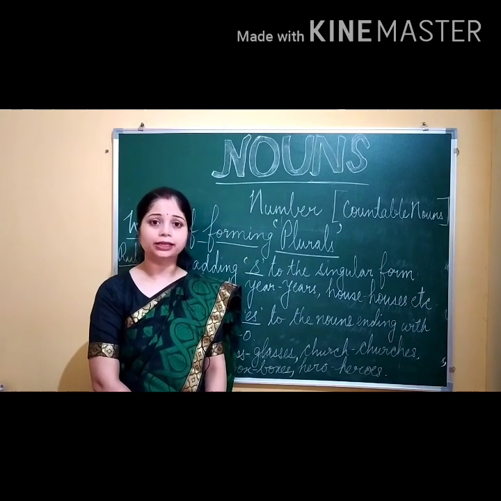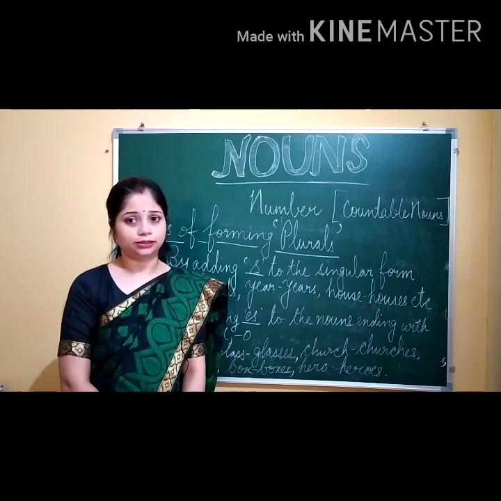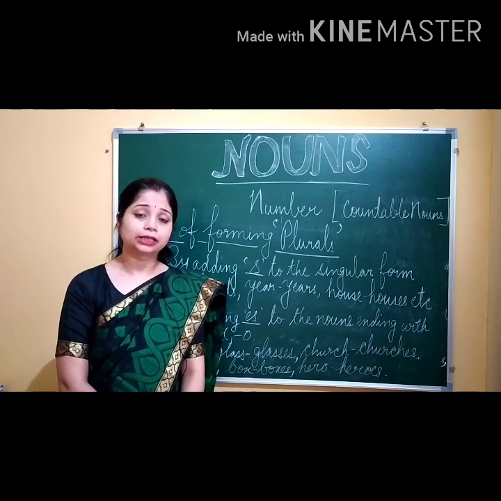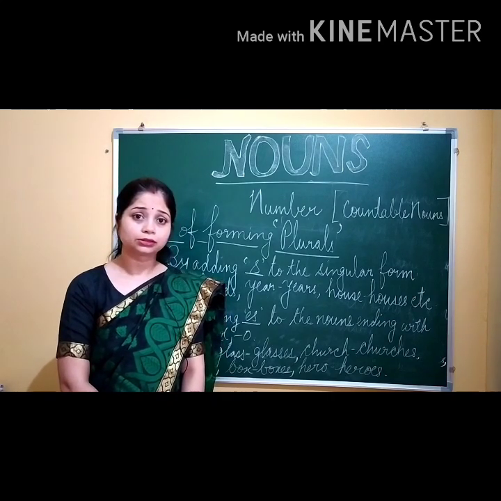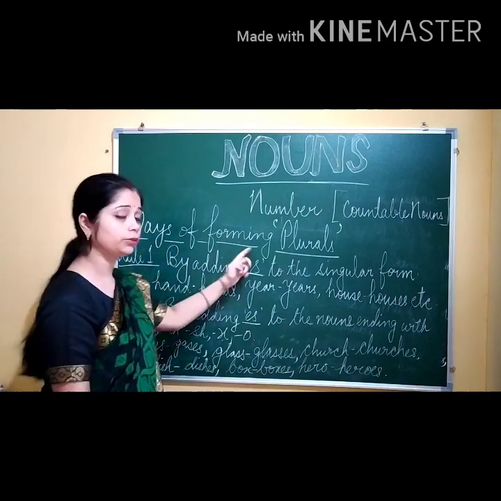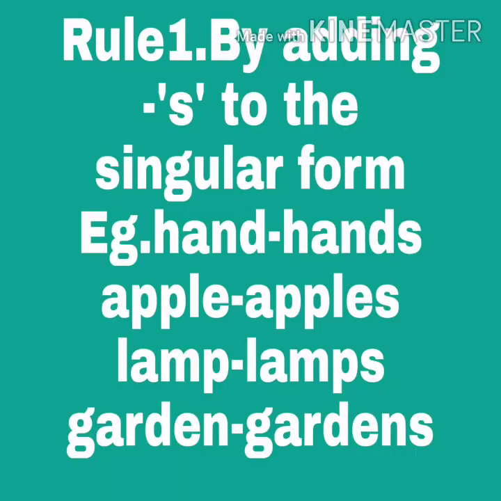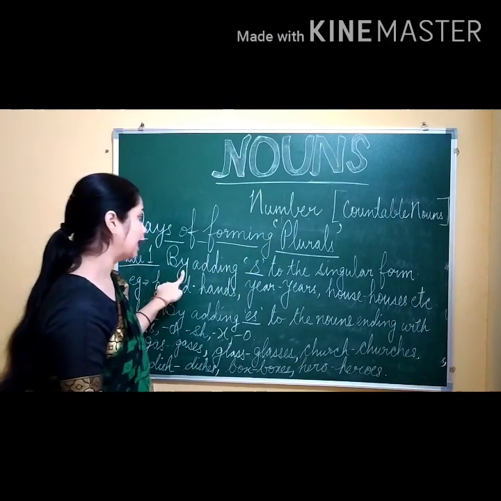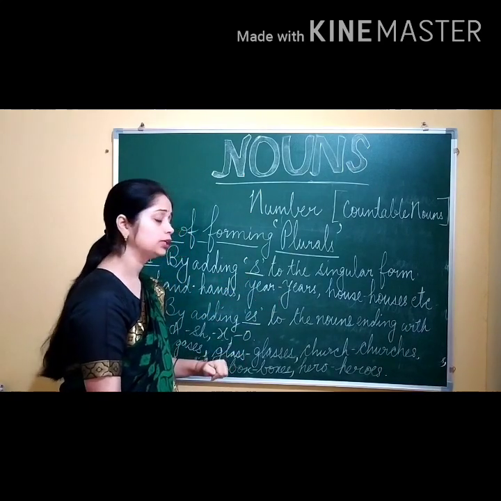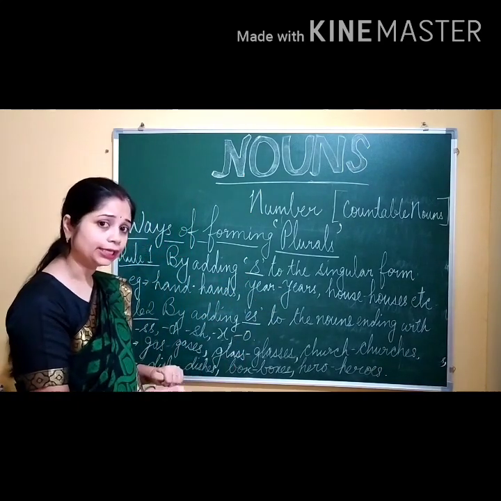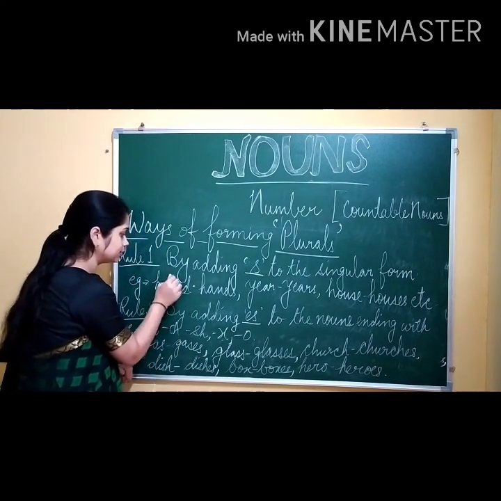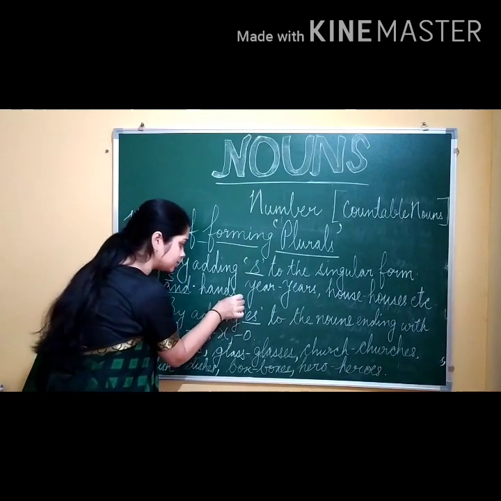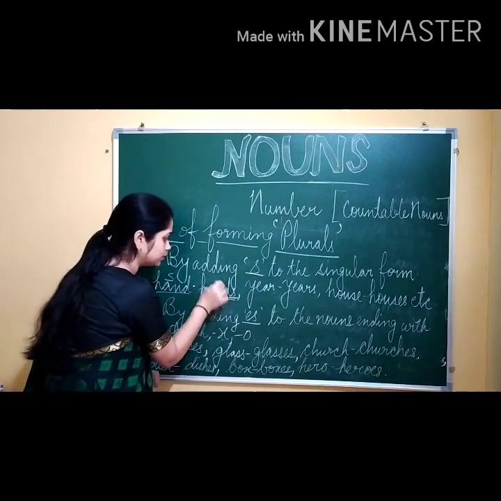Nouns remain in their singular state. There are a few rules that we will be following to change their form to plural one. Now, ways of forming plurals. First rule, by adding s to the singular form. This is a very common rule. For example, hand is a singular noun, and if we add s to hands, it becomes plural.